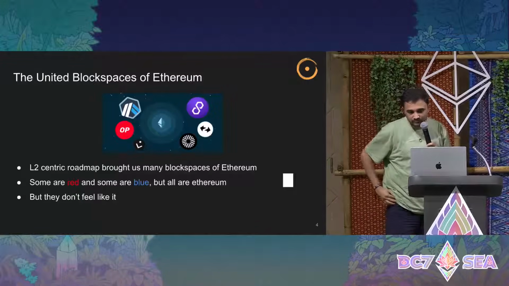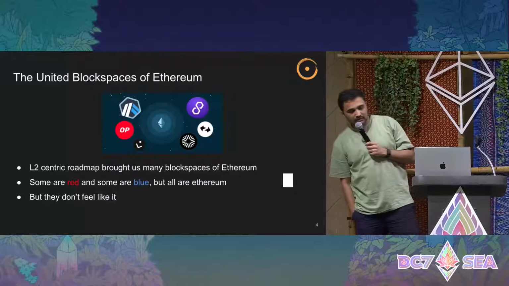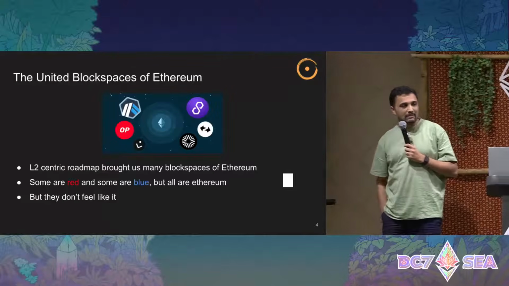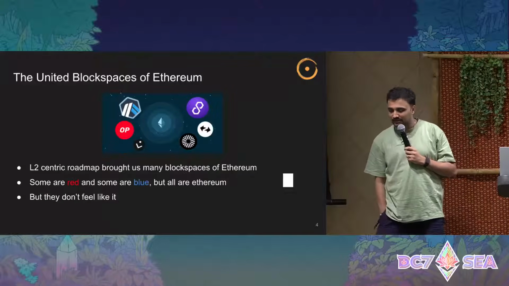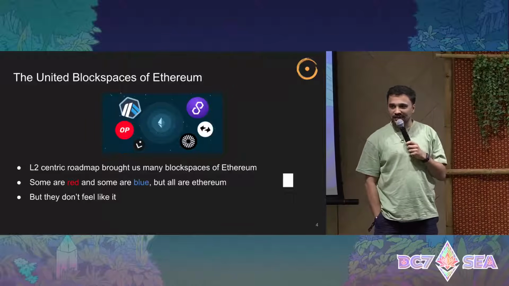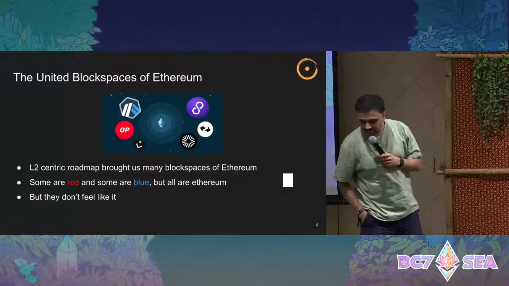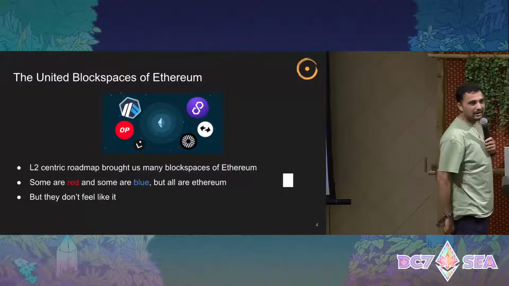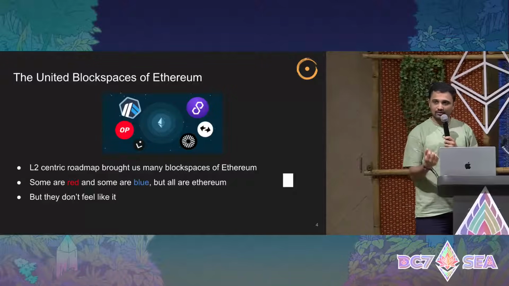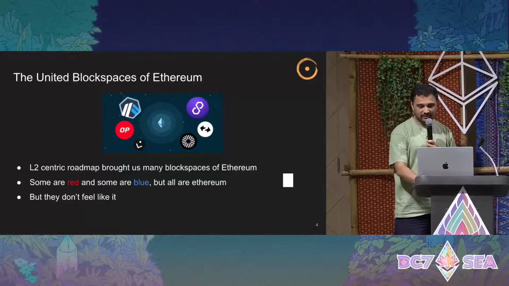And so the L2 centric roadmap has brought us many block spaces. Some block spaces are red in color, some block spaces are blue, but they all commit data to the Ethereum L1, but they don't feel united. There's just too much fragmentation.